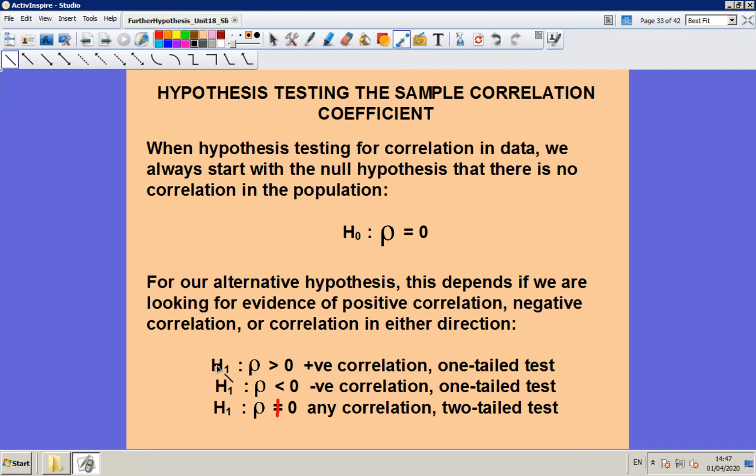So our alternative hypothesis could be that rho is bigger than 0. That's if we're looking for evidence of positive correlation, and is looking at the top end or one tail of the test. Our alternative hypothesis could be that rho is less than 0. That's considering whether we've got negative correlation, and again, that's going to be looking at the bottom tail of the test. Or our alternative hypothesis is that rho is just not equal to 0, so there is some form of correlation. And again, in that case, we're interested in doing a two-tailed test.